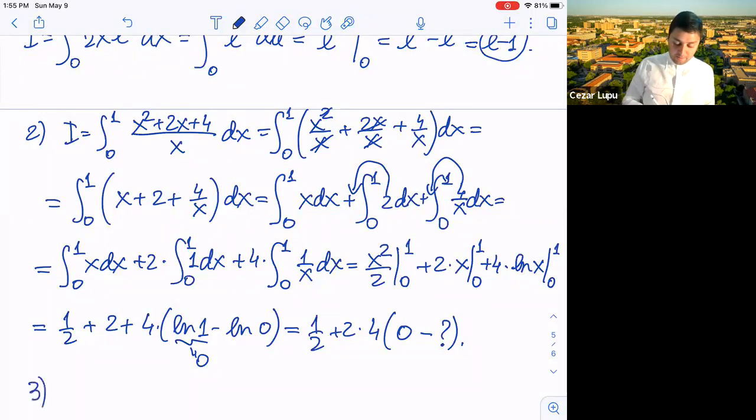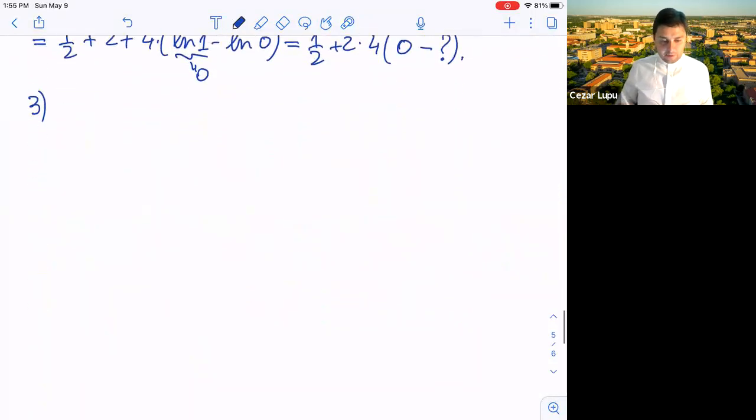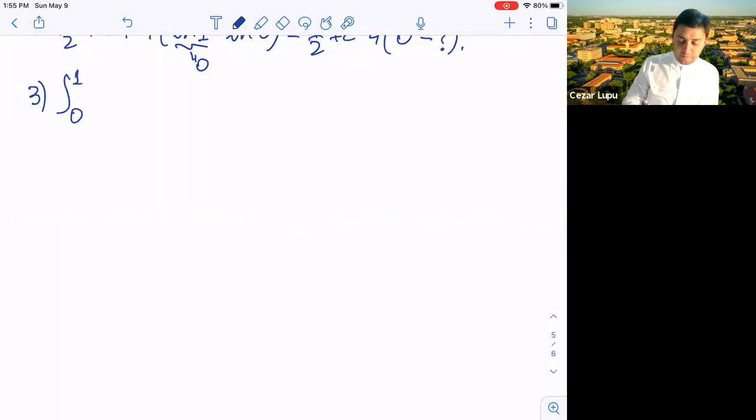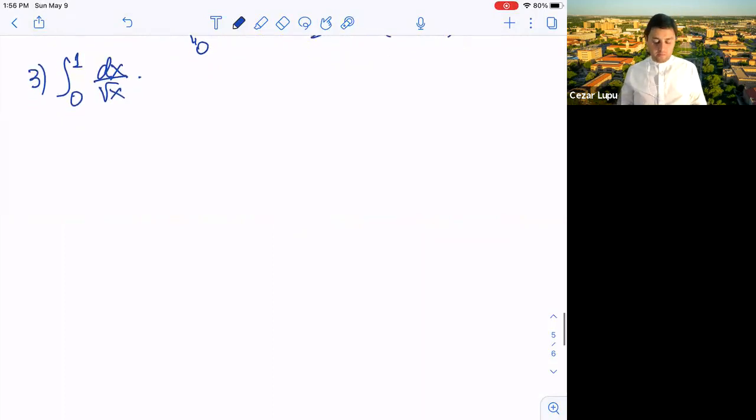All right, let's see the third one. So the third one was the integral from 0 to 1 of dx over square root of x. So let's see, how would you approach this one? How would you approach this one? Tell me.